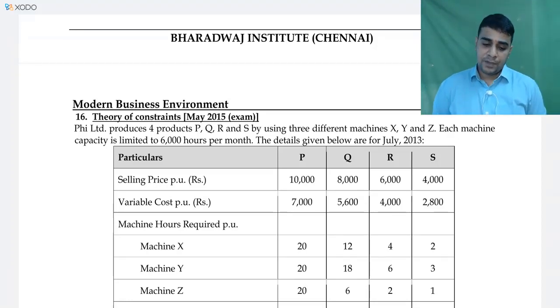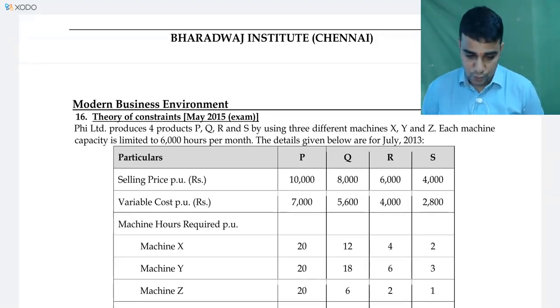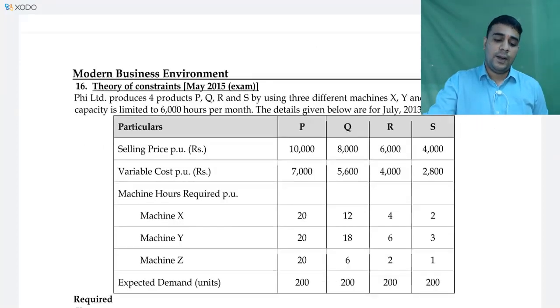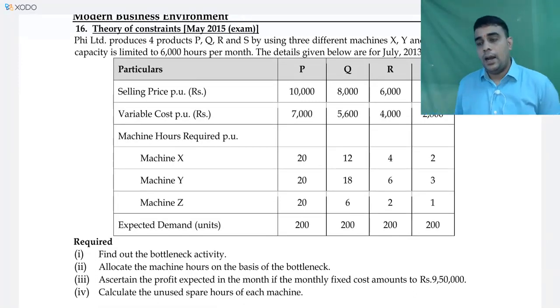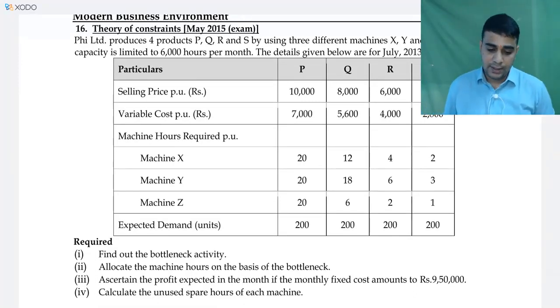Selling price, variable cost per unit, machine hours required on machine X, machine Y, machine Z, expected demand. Find out the bottleneck activity, allocate the machine hours on the basis of bottleneck, ascertain the profit expected, calculate the unused spare hours. Go through the problem.